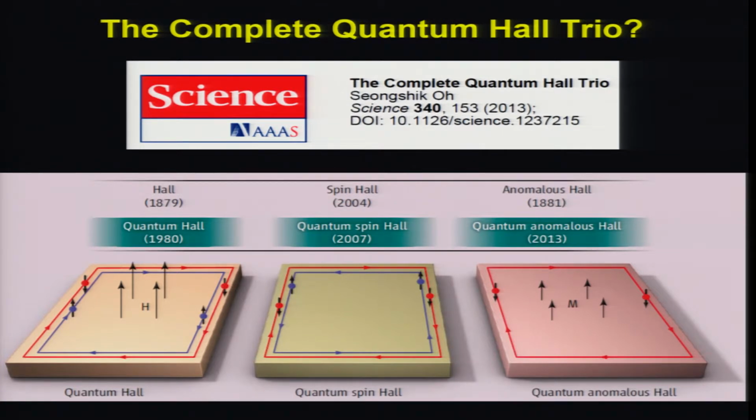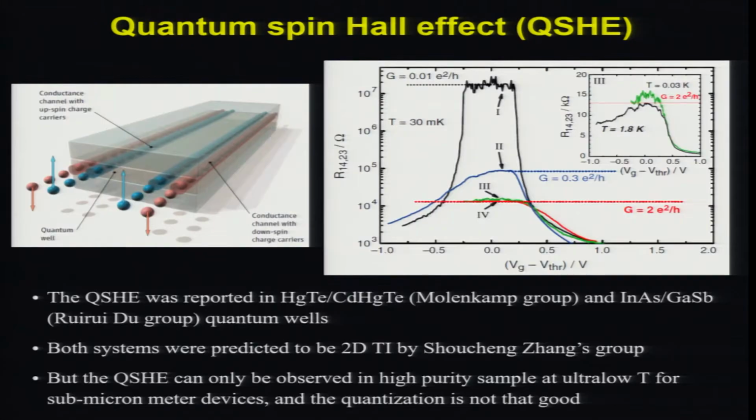But now I put a question mark over here, because over the last couple of years there have been some controversies about the quantum spin Hall effect. The quantum anomalous Hall effect has been reproduced by many groups in different topological insulator materials. So now let's take a look at the quantum spin Hall effect.